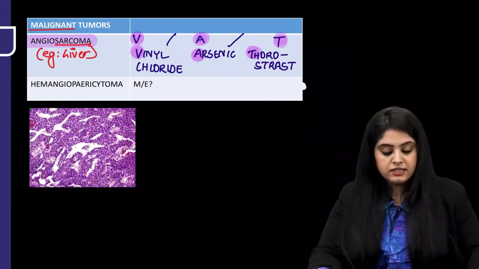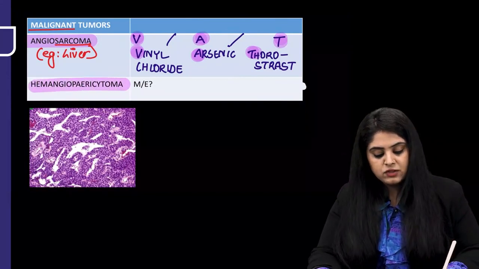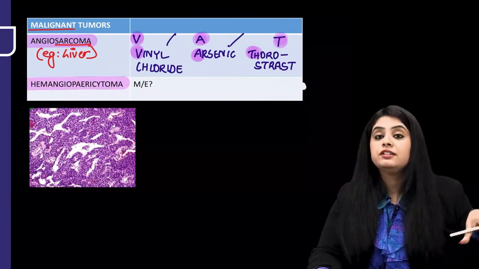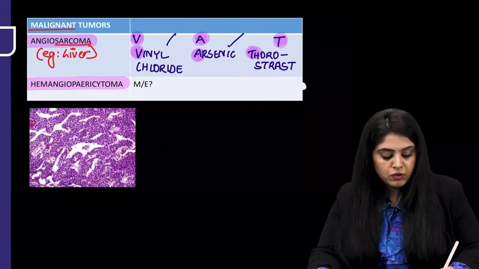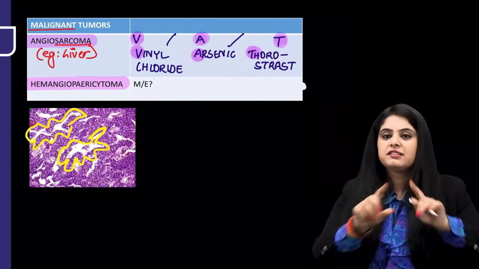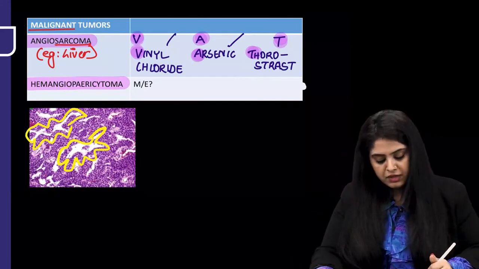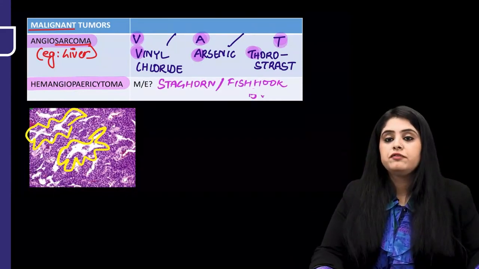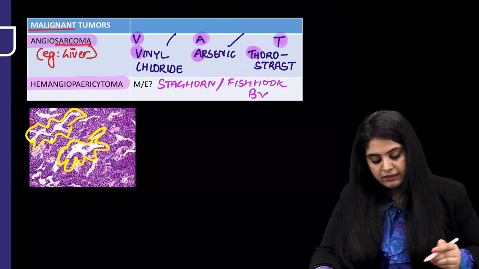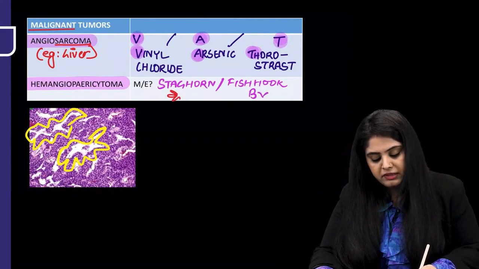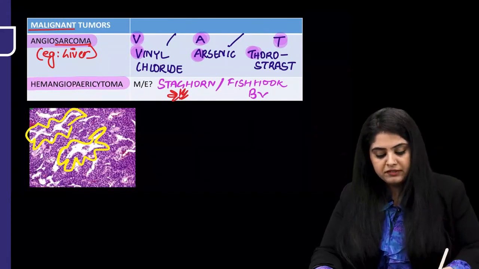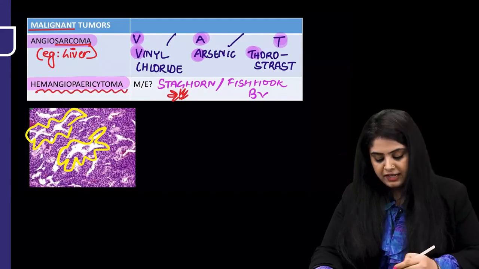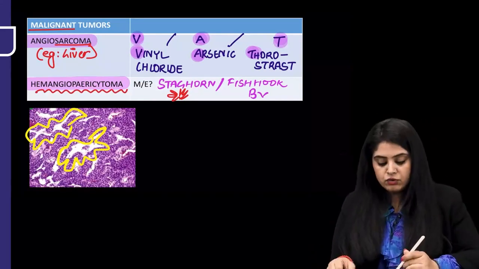The last malignant tumor, hemangiopericytoma. The only possible question on this entire planet on hemangiopericytoma will be this picture. Because if you look at the blood vessels, they are going to look like horns of a deer. The shape of the blood vessels is like the horns of a deer. So you call them the staghorn or fish hook blood vessels. Staghorn means like the horns of a deer or like a hook. So staghorn or fish hook blood vessels are seen in hemangiopericytoma. That wraps up your malignant tumors also.